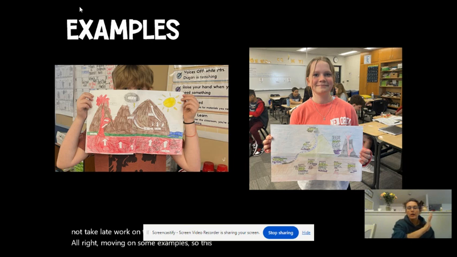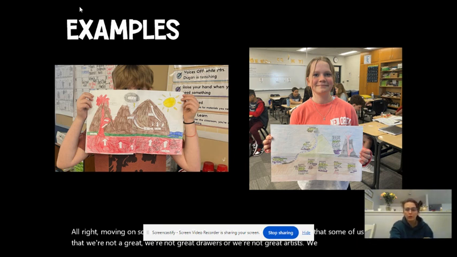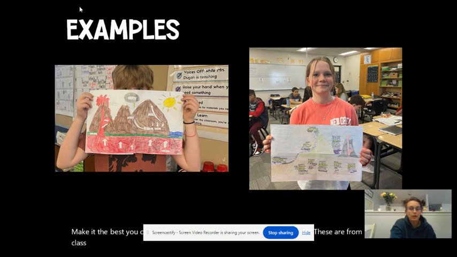So this is what these look like. I know that some of us think that we're not great drawers, or we're not great artists, we can't color, or our handwriting isn't great. You can make that better in this project, okay? You can put that effort in. Don't make it subpar. Make it the best you can make it. So examples of A-level work are right here. These are from my classes last year.